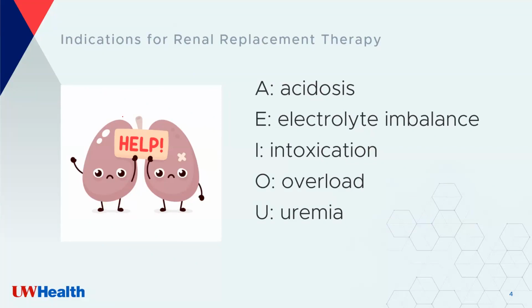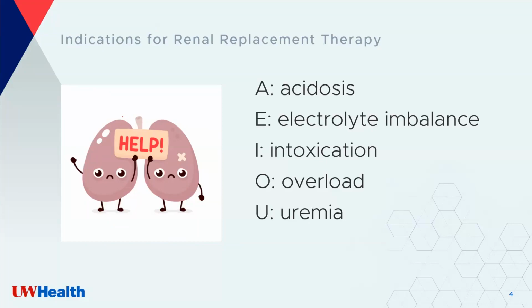If we do have a patient that has severe acidosis that is either severe or refractory to medical management, then we may consider using renal replacement therapy, specifically if the pH is less than 7.1.